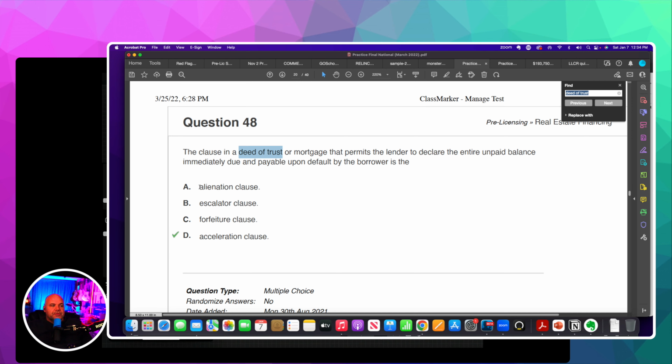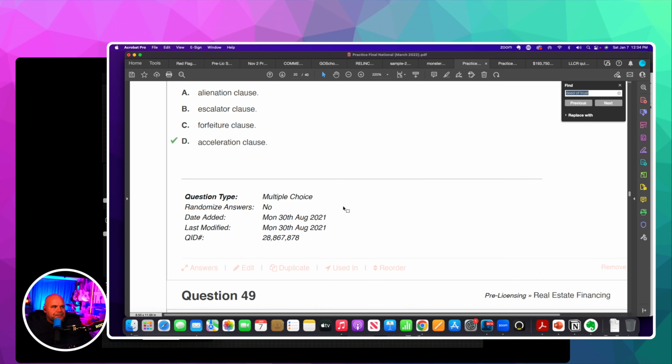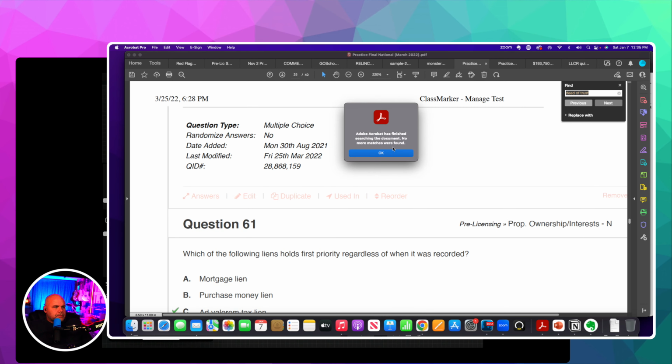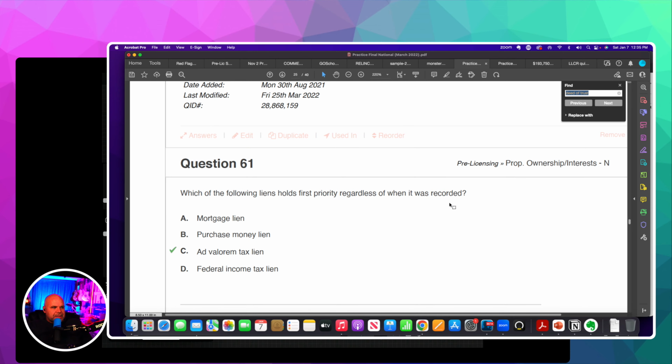Alienation clause would be another word for due on sale clause. You're alienating yourself from the property, and if you're selling it, that lender's not going to let you keep your mortgage going, even though that'd be great. Be a great financial tool if you could do that, but you would have lost the collateral. That lender would no longer have any collateral as security. Therefore, they're like, nope, you sell the collateral that you gave us, you got to pay us our loan off. Escalator clause, no. Forfeiture clause is not a thing. That's it for things with the word deed of trust in them.